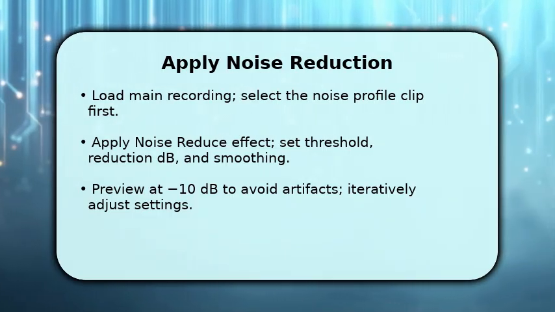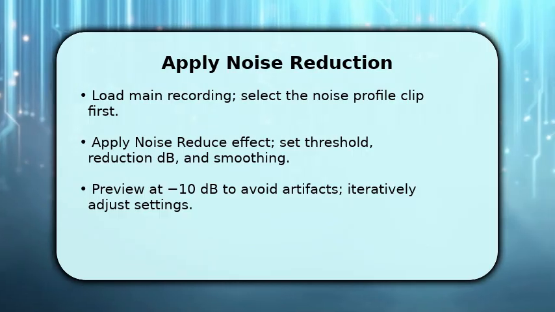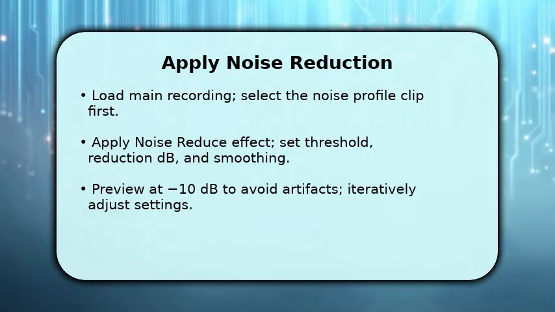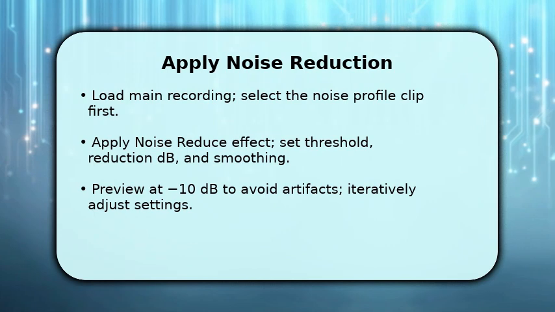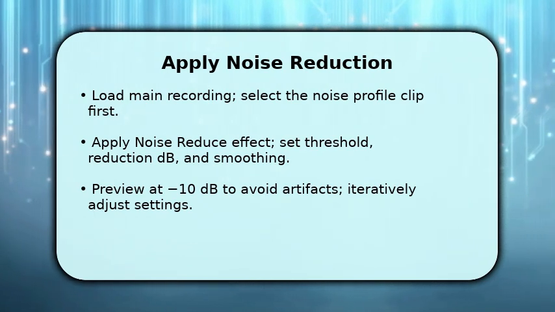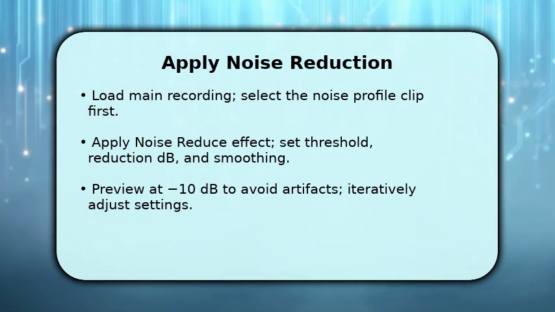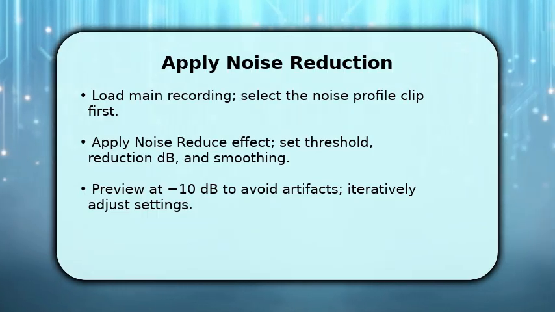Once done, preview the whole file at about -10 decibels to check for artifacts like warble or hollow voice. If you hear odd artifacts, back off reduction or increase smoothing. Iterate until background drops while voice stays natural.